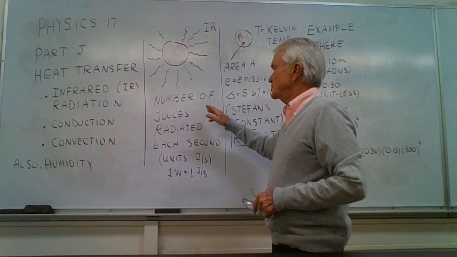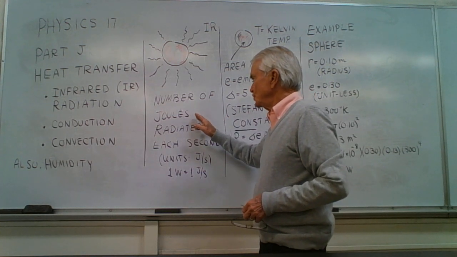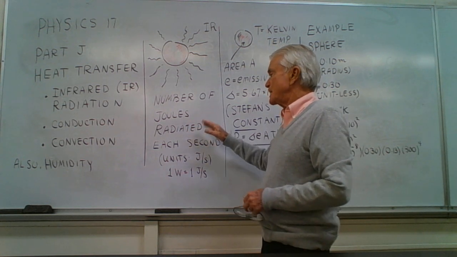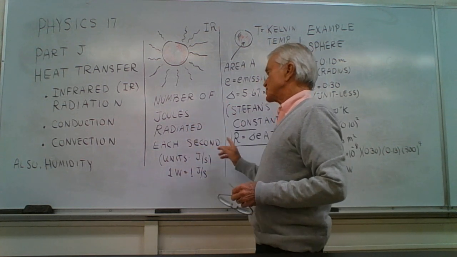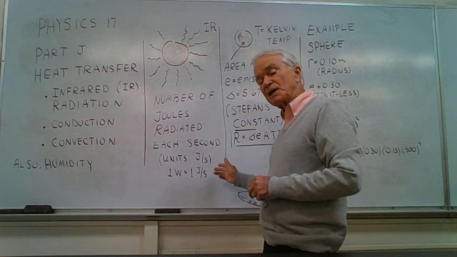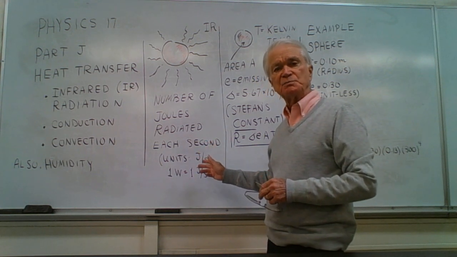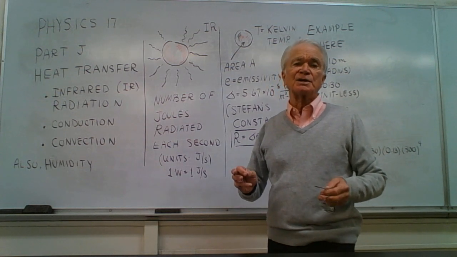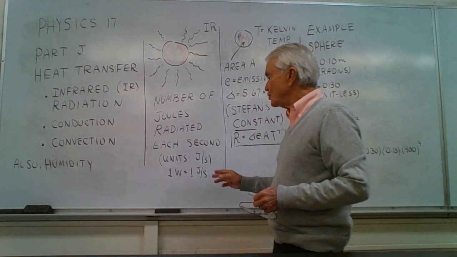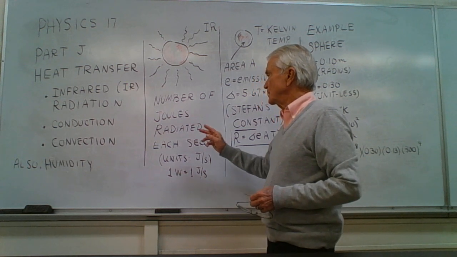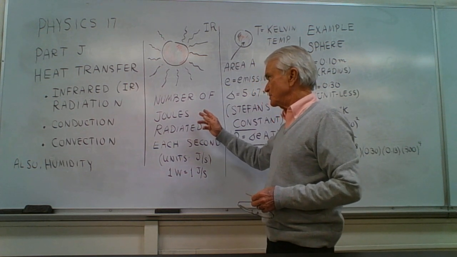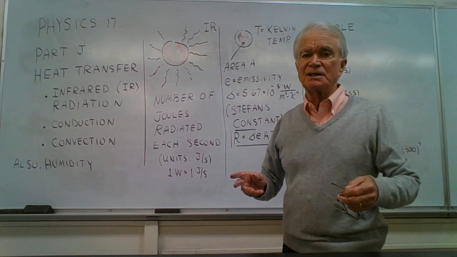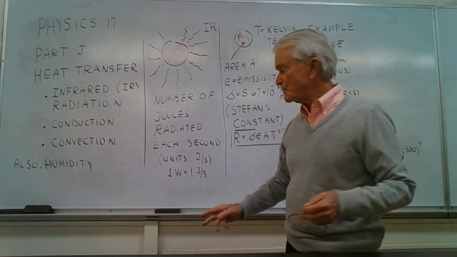What we will be interested in doing is calculating the number of joules of energy, IR energy, radiated away from an object each second. Energy per second, joules per second for the units, but you may recall that a joule per second is also a watt. And so we will be reporting our answers for the question, how much energy is radiated away each second, in units of watts, abbreviated W.